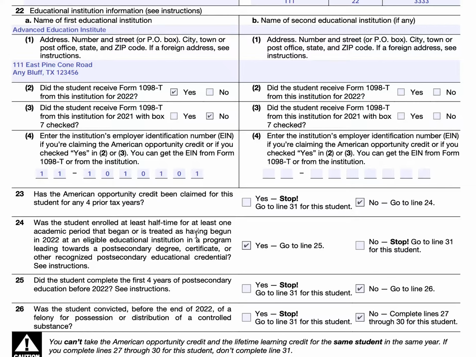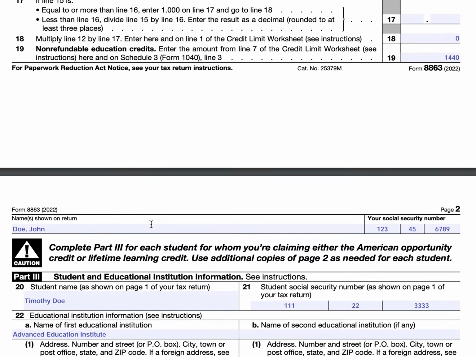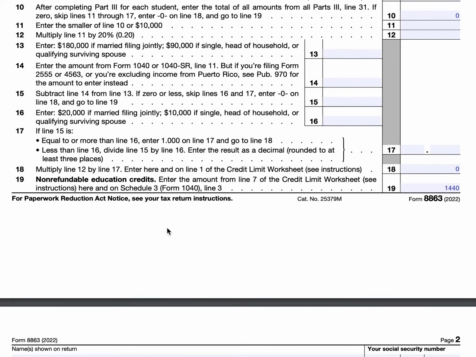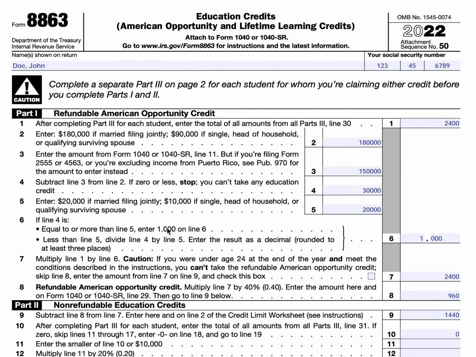Another thing is that you can't take the American Opportunity Credit and the Lifetime Learning Credit for the same student in the same year. As we go through this form, there may be instances where you can complete both tax credits on the same form, but only if you have more than one person that you're claiming a tax credit for. So let's jump right into the form.